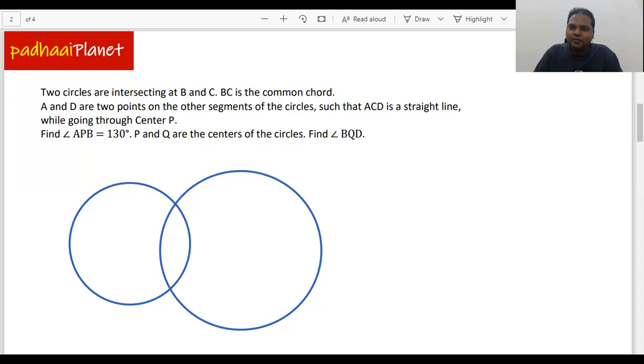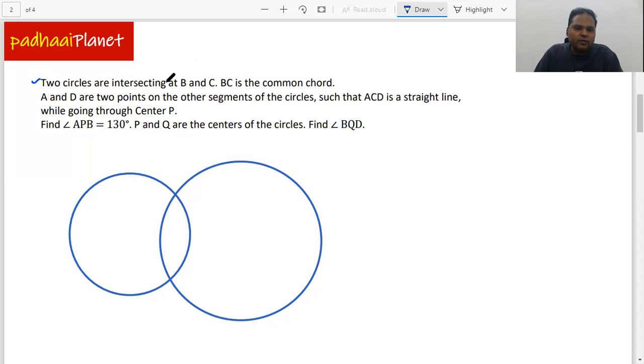Here is the question we have. It says that there are two circles, and they are intersecting each other at points B and C, and BC is the common chord. A and D are the 2 points on the other segments of the circles.